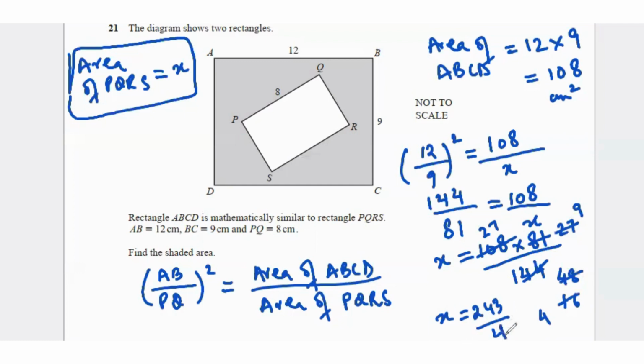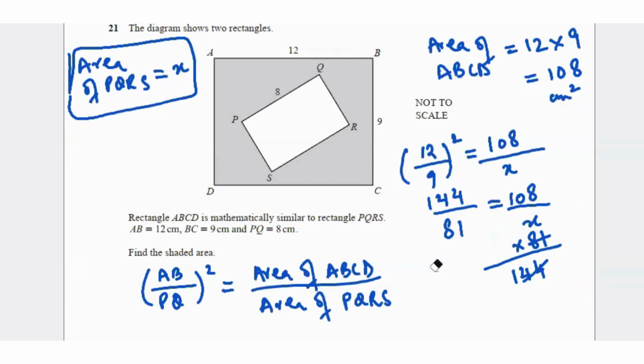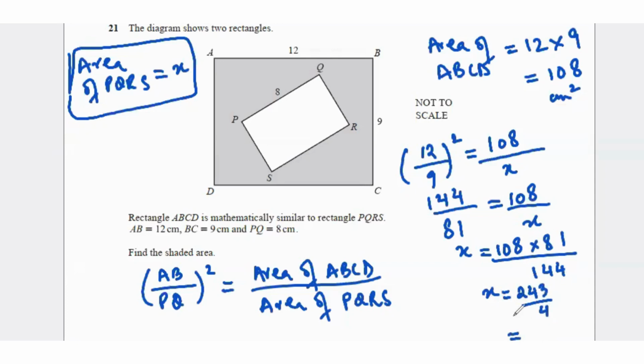I'm just going to move this a little bit. Actually, I'm just going to rewrite this so that we have some space over here. Sixty and three over 4, which is 60.75 centimeters squared.